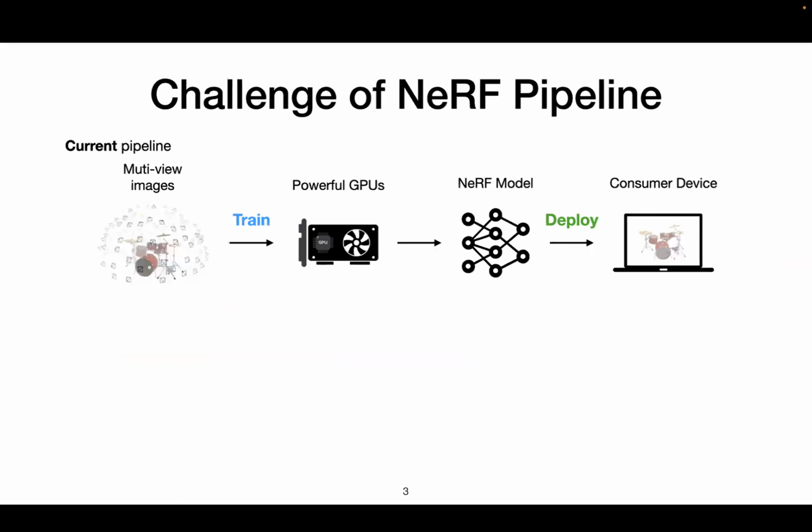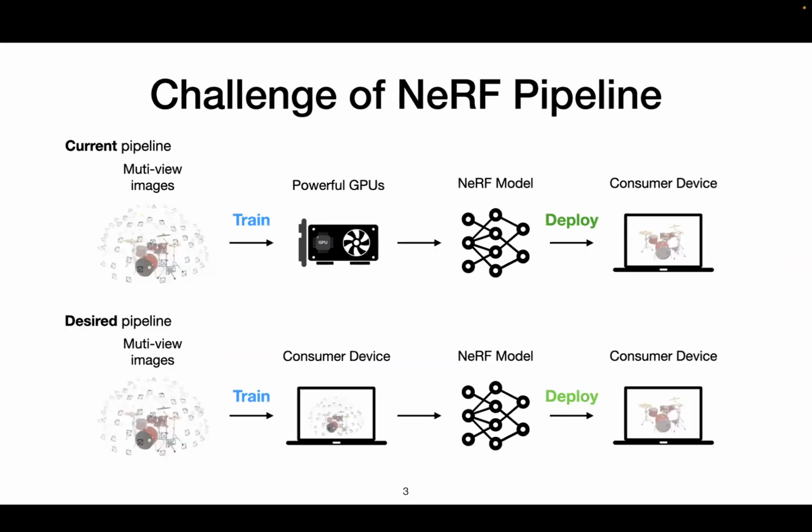However, there is a challenge of the current NeRF pipeline, which is it often needs to be trained on a powerful GPU before being used by the end user. This greatly limits the usage of NeRF and also raises privacy issues. In contrast, if a user can capture the data, train and deploy the NeRF model all on their own consumer devices, this will enable a much better use case for NeRF and enhance privacy. In this work, we aim to improve NeRF training and rendering efficiency on consumer devices via super resolution.